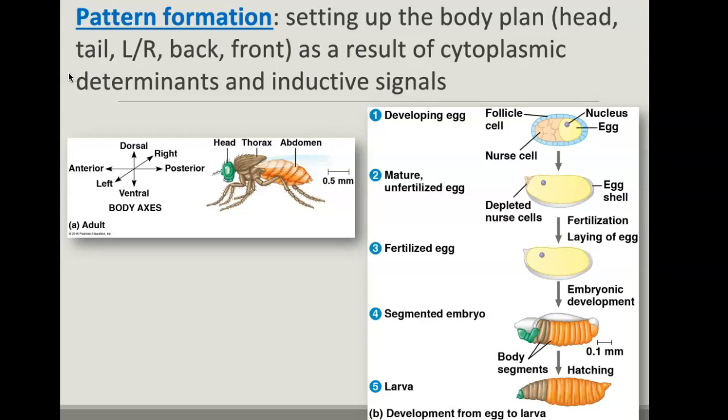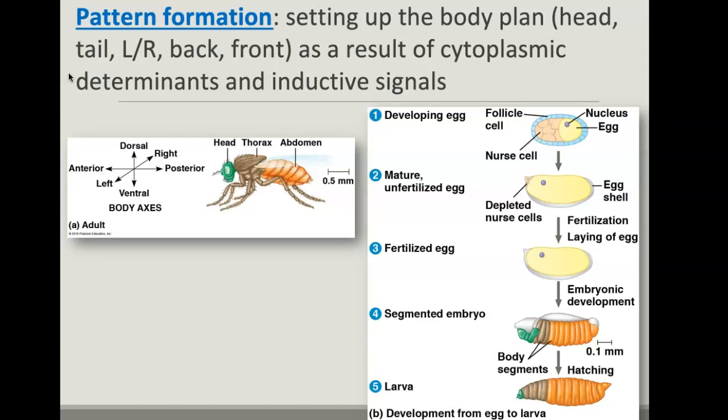The egg is surrounded by a follicle, which are support cells, in the female or the mom's ovaries. Then we have a mature, unfertilized egg, and at this point the egg has enlarged because it has received nutrients from the nurse cells that were surrounding it. And the nurse cells, I think shaded by like a peach color, they eventually shrink because they are being depleted.